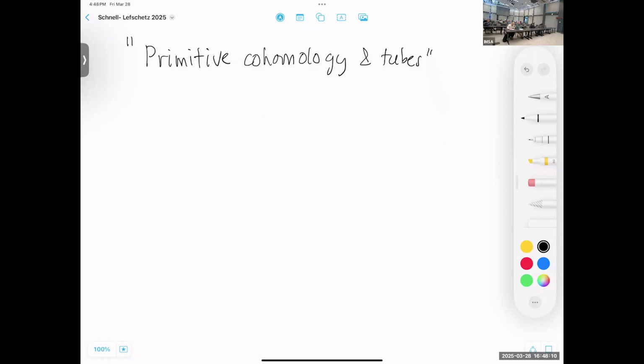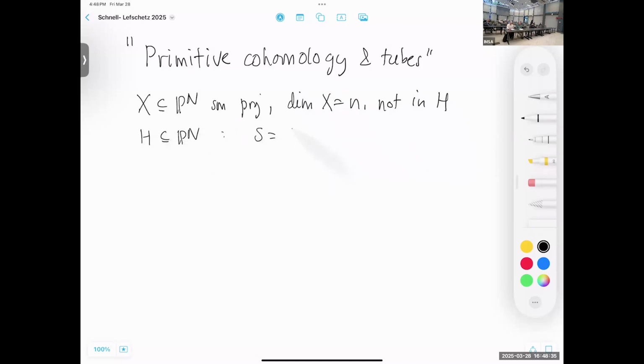Just very briefly, I'll say what Lefschetz proved about the cohomology. So we'll take some X that sits inside of P^n, smooth projective, dimension of X is n, not in any hyperplane. And then if I have a hyperplane H in P^n, I can intersect that. So I can look at S, which is H intersected with X, and it will have dimension n-1.